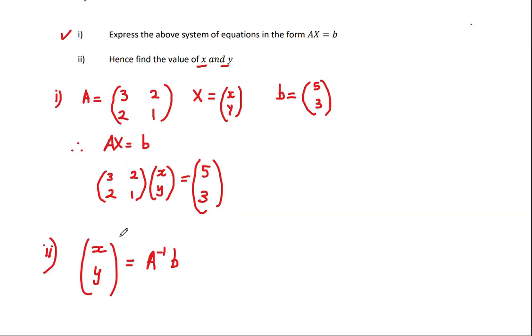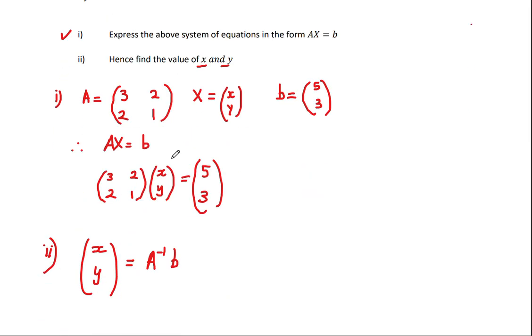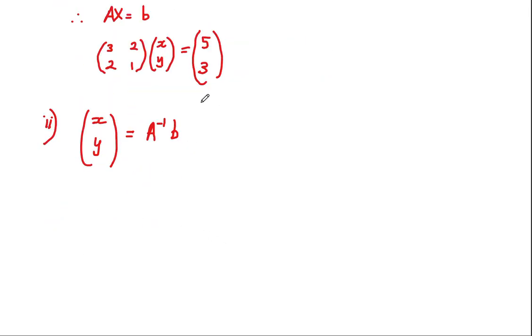So this is how we will find the unknowns when we are given a system of simultaneous equations and we are solving it using matrices. Having written the equation in the form AX equals B, matrix form, then to solve for x and y, we will find A inverse and multiply it by B. So that's how we will find x and y. We already know B is 5, 3. So let us try to come up with A inverse.